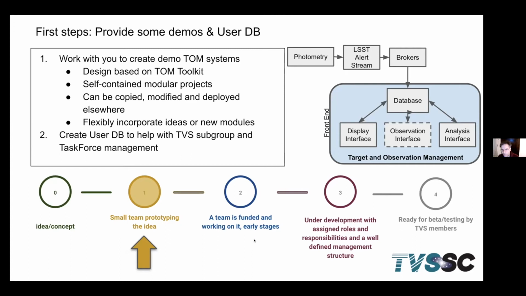And the second thing that we want to do is to create a user database to help with TVS subgroup and task code management. So you can see a sort of data flow diagram on the right, a very simple one. You get the photometry, the alert stream goes to the brokers, and then you as a user will select the things that you're interested in, the objects, and put them in the database. So at any point, you'll have all your targets, view them and do things with them. I think I'm past my mark, Fed.